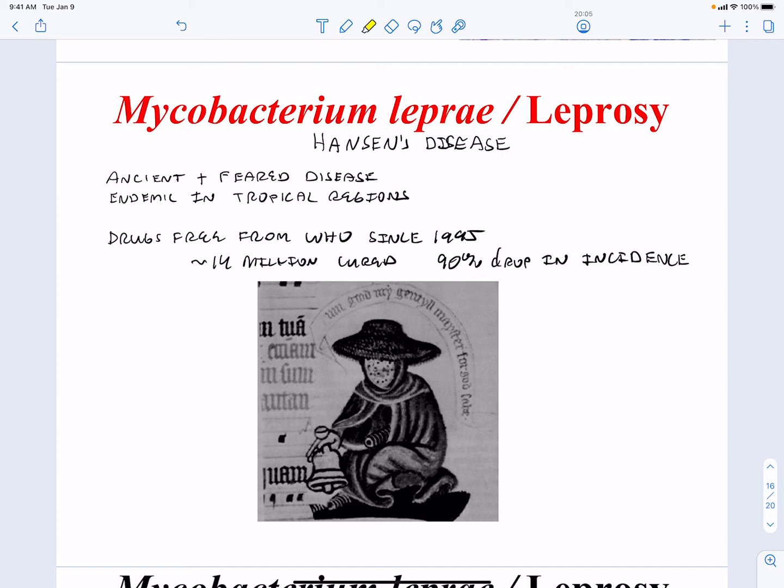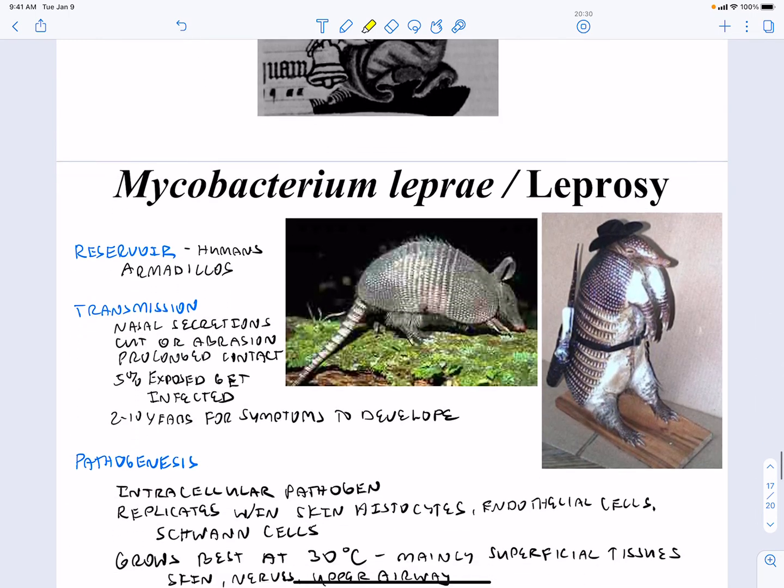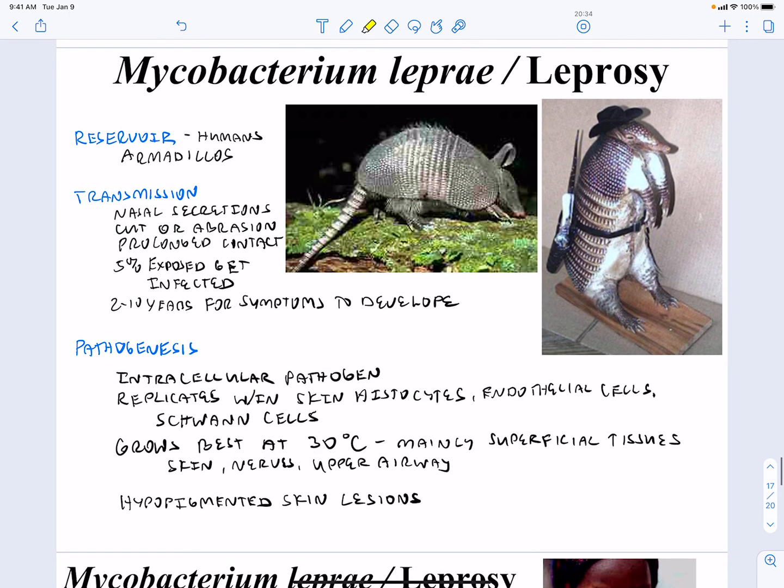And so, your drugs. In 1995, the World Health Organization decided to take a stab at getting rid of leprosy, and they did this by making drugs free to those who had leprosy. Since then, about 14 million people have been cured from leprosy, and there has also been a 90% drop in the incidence of leprosy. So that was a huge effort, and it was a very successful effort.